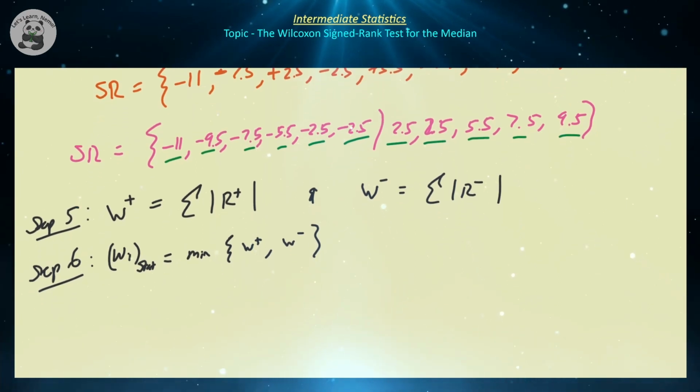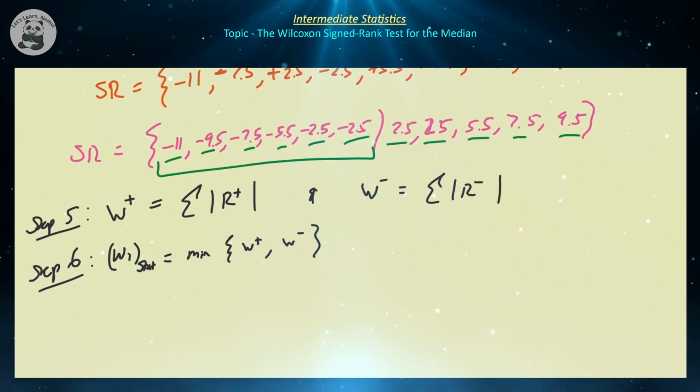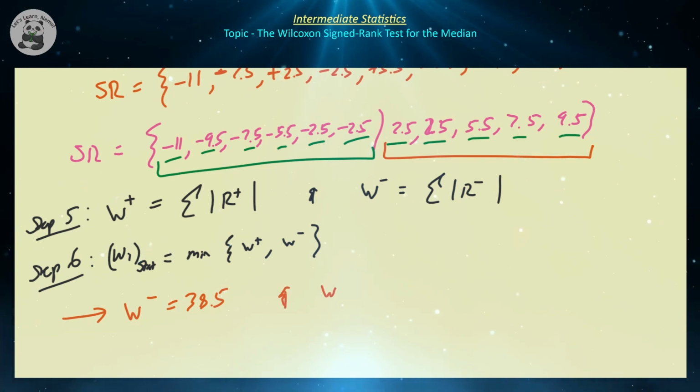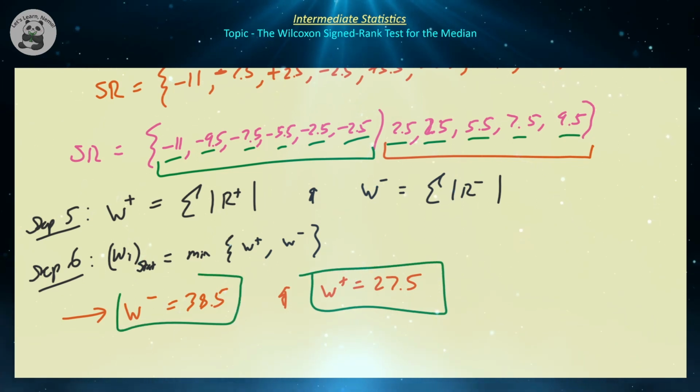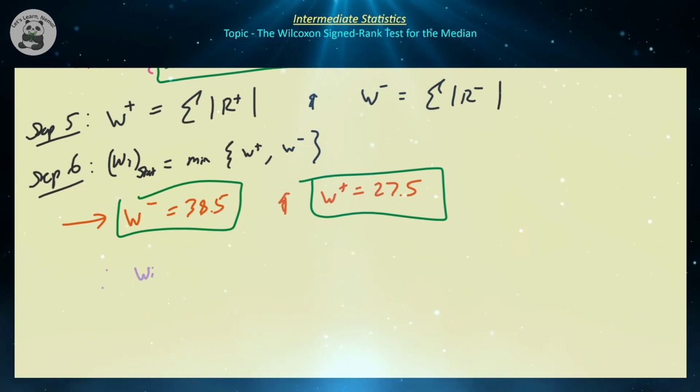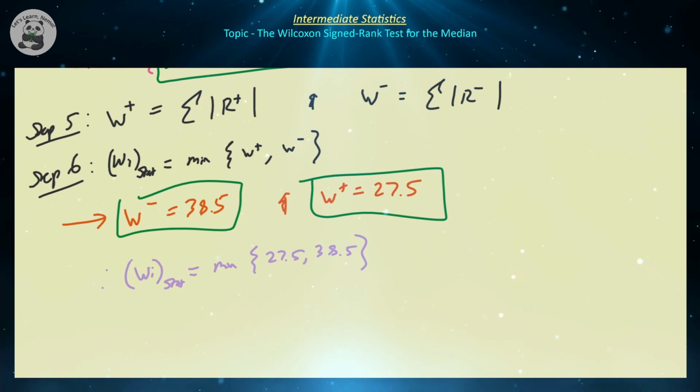So we're going to take the absolute value of each of these, and then we're going to add them up. Once you actually do this, you're going to find that W minus will be equal to 38.5 for this example, and W plus will be equal to 27.5. So those are our baby Wilcoxon metrics, and then therefore the Wilcoxon test statistic will be equal to the minimum of these two, 27.5 and 38.5, which is going to be equal to 27.5. So that is going to be our test statistic.